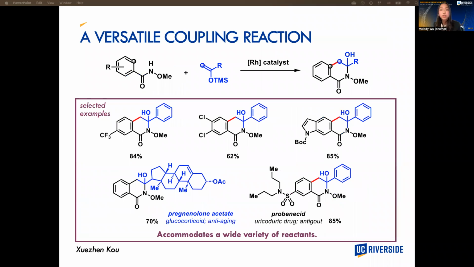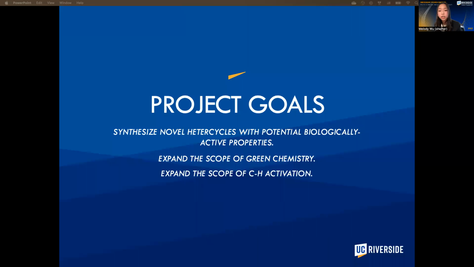And so this CH activation reaction is extremely versatile and high yielding as demonstrated by these molecules made by our past postdoc. And so since we've used this reaction to make biologically active molecules, we wanted to expand and use this chemistry to make underexplored heterocycles, which brings me to my project. And so my project uses this reaction to synthesize novel and also underexplored heterocycles with potentially biologically active properties.